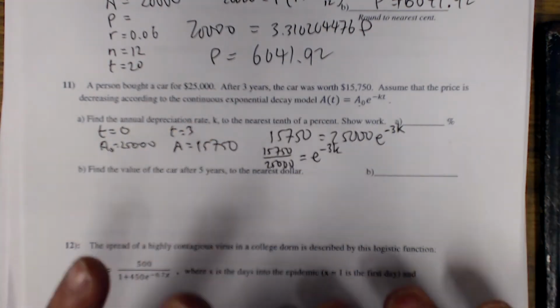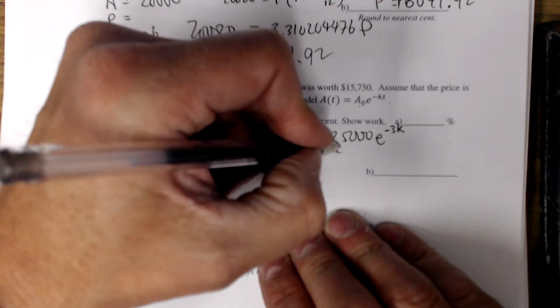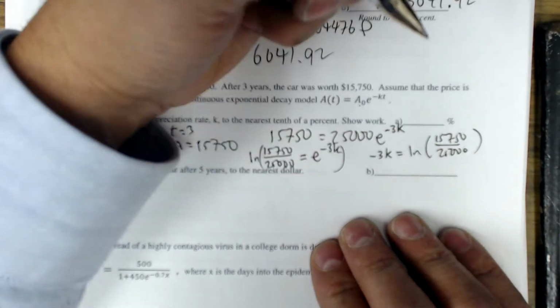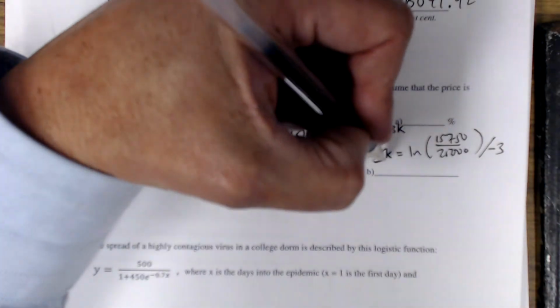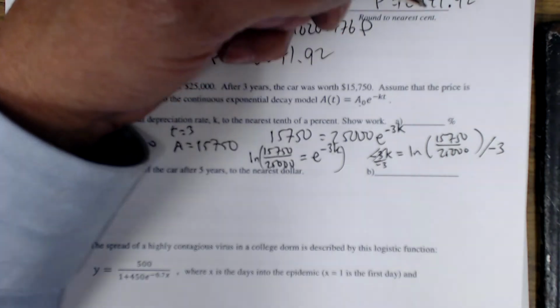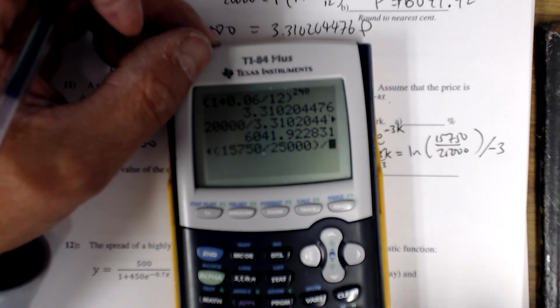I don't need to key in any values until the end. Now what kills e? Oh, ln. So I'm going to hit everything with an ln. That gives me ln of e to the negative 3k. The ln and the e cancel, so it leaves me with negative 3k equals ln of 15,750 over 25,000. Then I divide both sides by negative 3. So I'm going to do ln of 15,750 divided by 25,000, divided by negative 3.